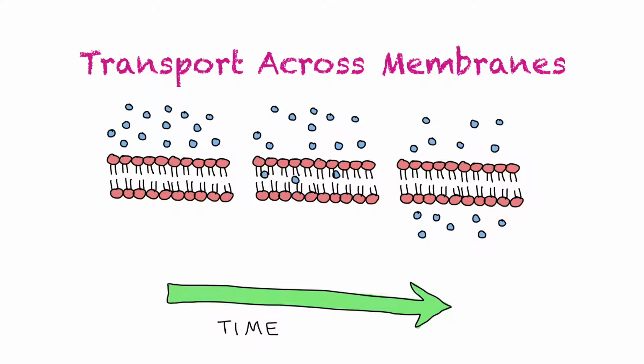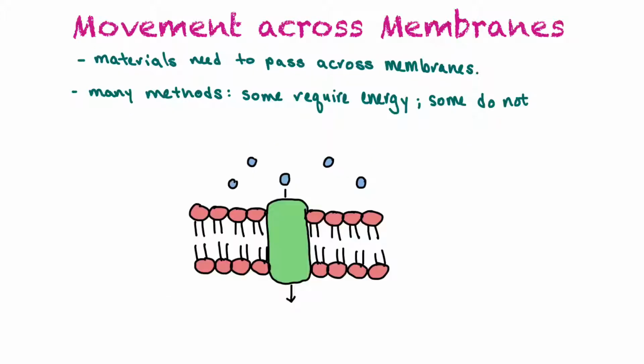In this video, we're going to learn about the transport of materials across membranes. So materials need to be able to pass across membranes. We need to be able to get nutrients into the cell, water into the cell, and then waste needs to be removed from the cell. So they have to have a constant flow of materials into and out of the cell.